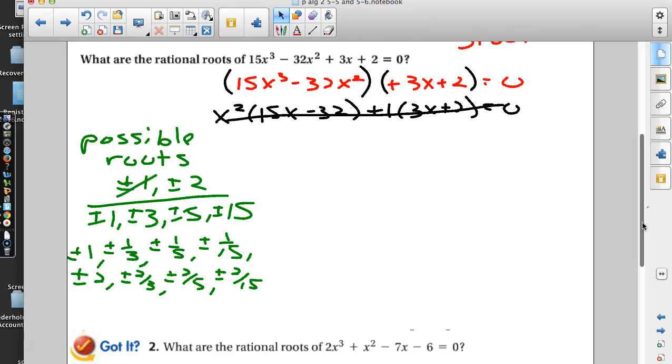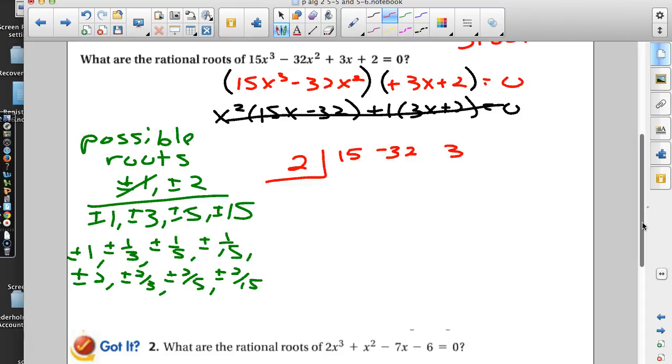And here's what we do. We do our nice and easy synthetic with 2 in the hopes that we're going to get a remainder of 0, otherwise we punched it in wrong. So I've got 15x cubed, negative 32x squared, 3x, and 2. They're all there. I don't need any placeholders. Now remember, what we want is a 0 for a remainder. A 0 for a remainder means it works. So go ahead and get started on your synthetic. Let's see if we can all get a remainder of 0.